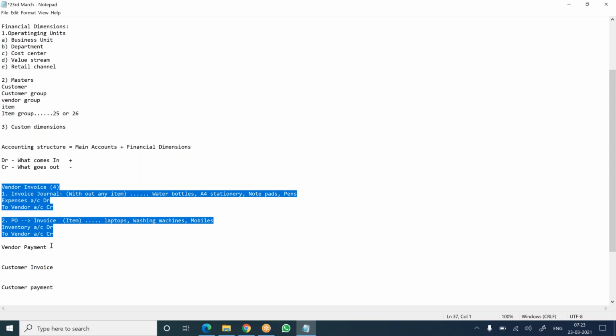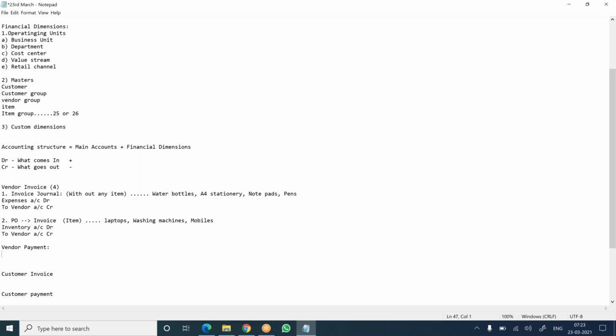If it is a vendor payment, my bank balance or cash balance will be decreased because I am doing payment. My bank balance or cash balance will be decreased, then the vendor account will be debited. So if it is a vendor payment, vendor account debit to cash or bank account credit.